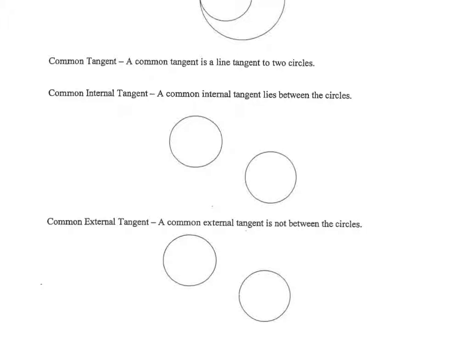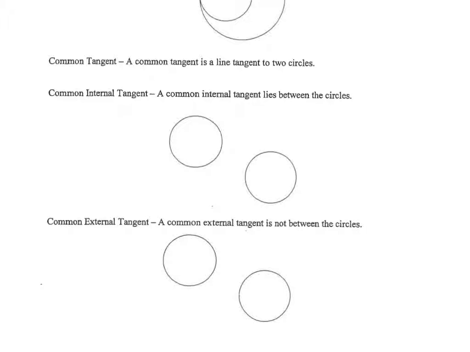Next, we have common tangent. A common tangent is a line tangent to 2 circles. And again, we have 2 types. We have internal and external. So the common internal tangent is a tangent that's going to lie in between the 2 circles.